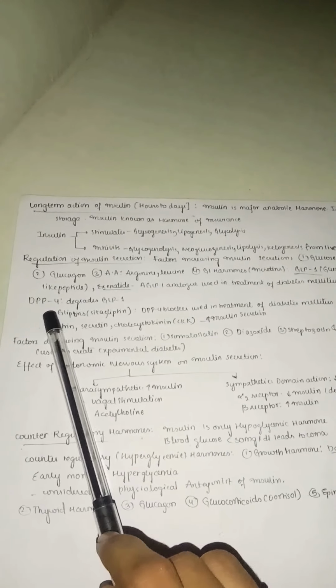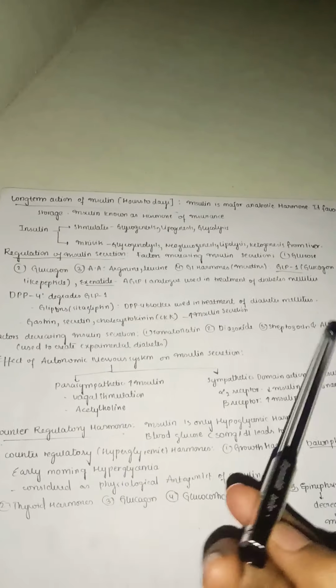And next, DPP4 degrades the GLP-1. Here you can see GLP-1, we have understood about this function that it increases the insulin, but DPP4 has a negative effect. It is negatively degrading the GLP-1, which means gliptins or sitagliptin as a DPP4 blocker are used in the treatment of diabetes, because if you block this DPP4, then there will be more GLP-1. More GLP-1 means more insulin release. So this is used mainly for diabetes.